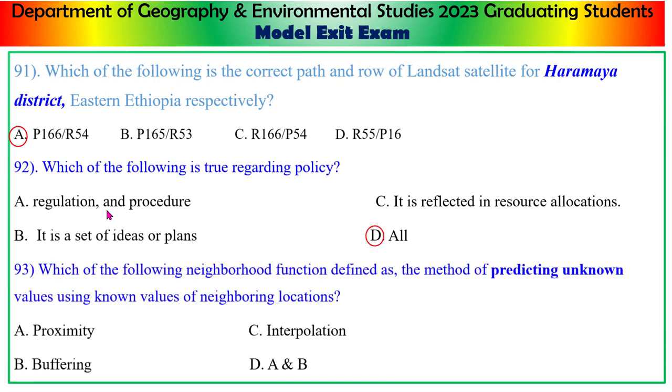93rd: Which of the following neighborhood functions is defined as a method of predicting unknown values using known values of neighborhood location? A proximity, B buffer, C interpolation, D A and B.